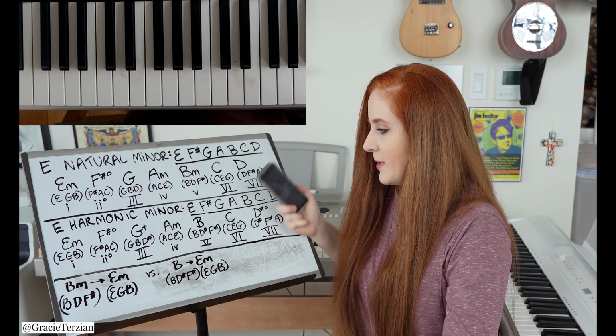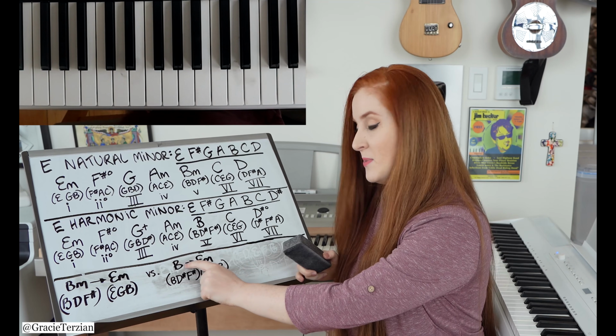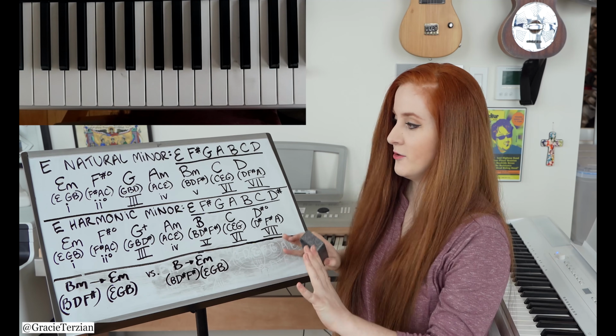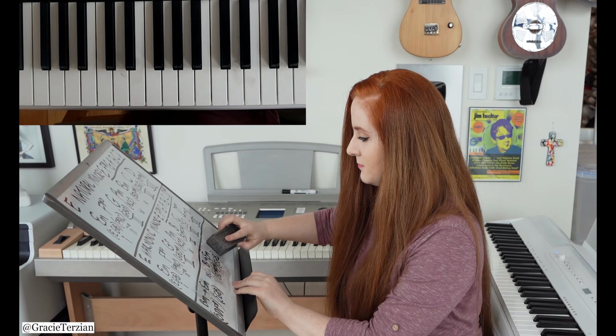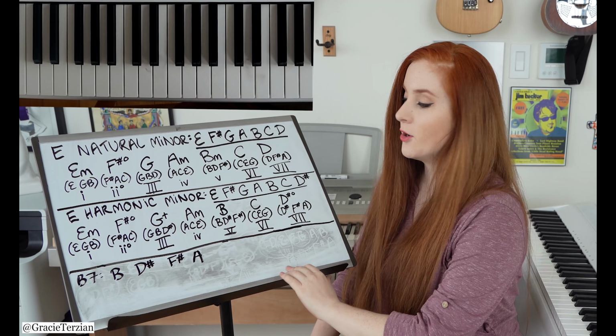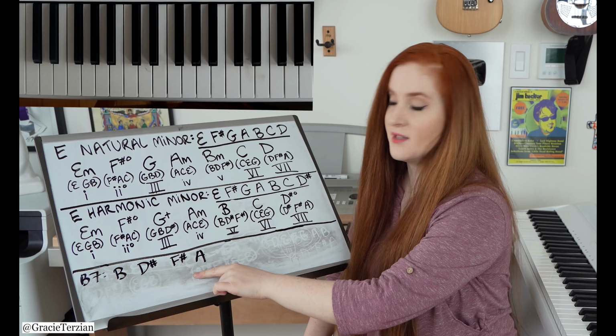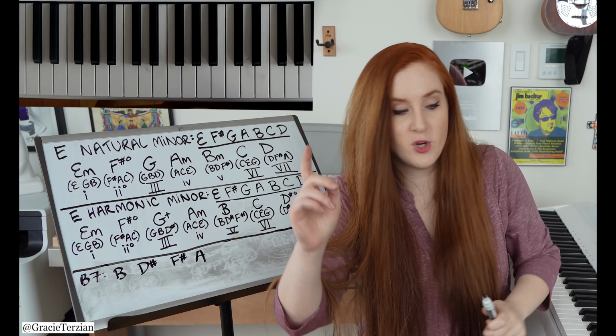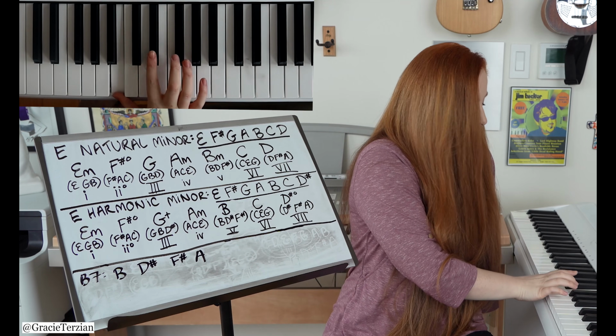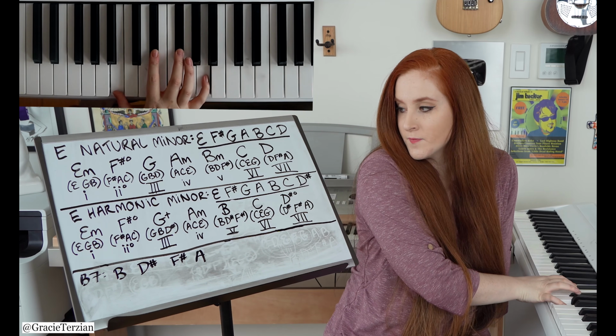Now let's compare B major to E minor versus B7 to E minor and compare those 2 dominant functions, okay? These are the notes in a B7 chord. B, D sharp, F sharp, and A. Listen to it. B, D sharp, F sharp, A, okay?